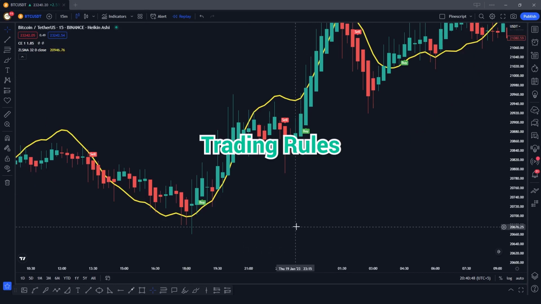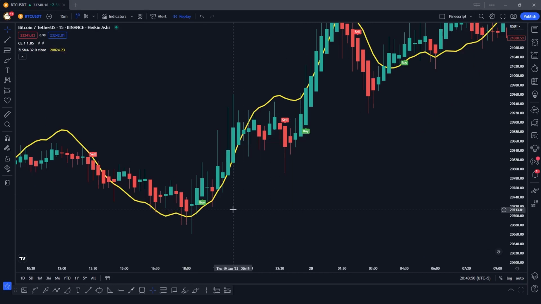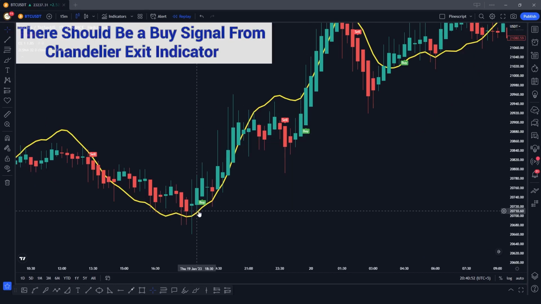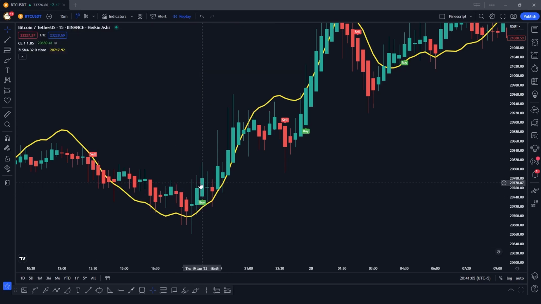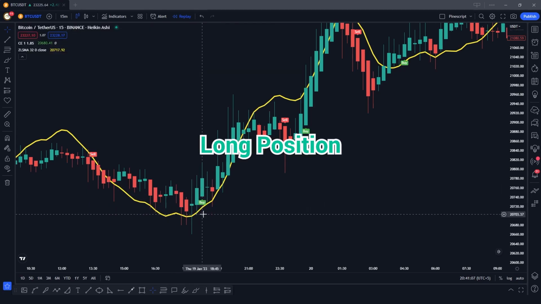First, let's talk about the trading rules for taking long positions, and the rules are as follows. First of all, there should be a buy signal from the Chandelier Exit Indicator, and the candle on which the buy signal appears should either be above this ZLSMA line or it should be passing through this ZLSMA line. Only when these two conditions are satisfied, we'll be taking the long position.